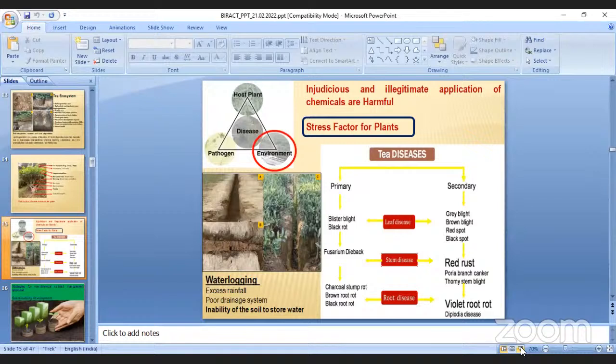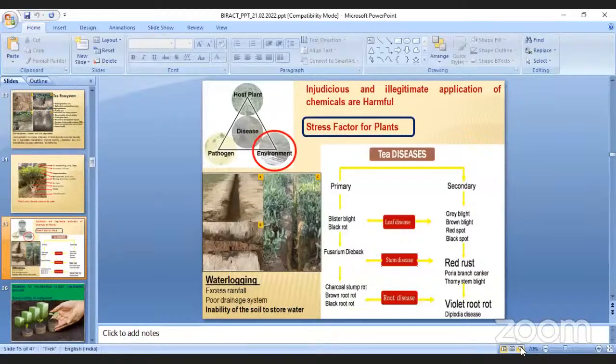And then gray blight, brown blight: I will not discuss their symptoms in detail, but I am showing this slide to give some idea that stress related factors also play an important role in the development of more and more pathogen infestations in the tea industry.